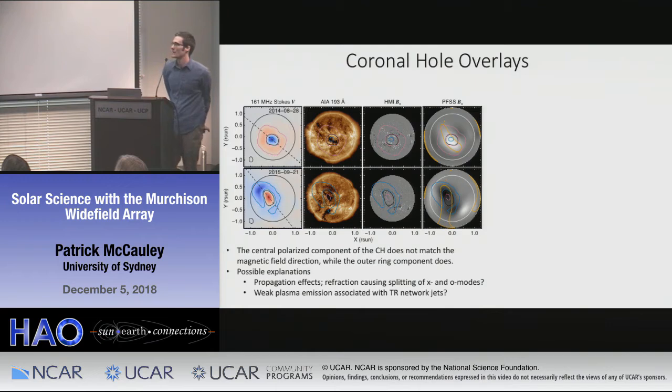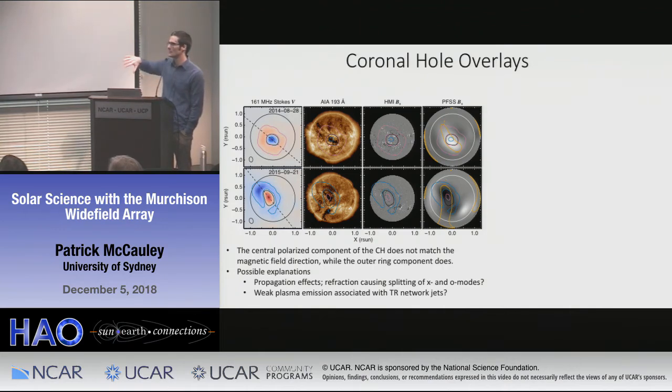This image overlays contours of the polarization onto some other data types. In the second column, we have an EUV image from AIA. It's maybe a little bit hard to see the contours of the polarization, but they're right on top of the coronal holes where you want them to be. The third column shows the line of sight magnetogram from HMI. These two coronal holes have opposite magnetic field configurations, which makes sense given that they have opposite polarization signatures in the radio data.